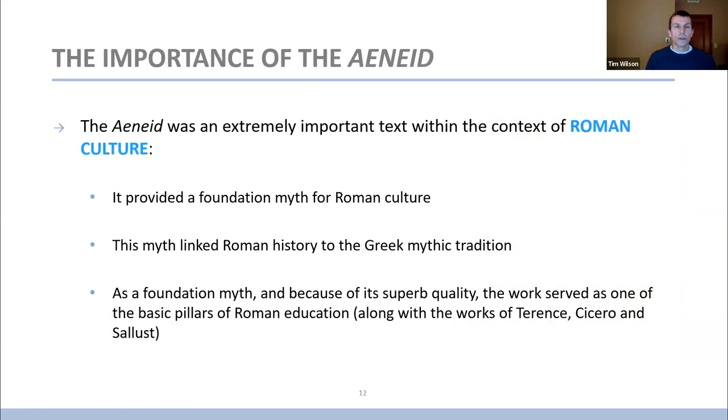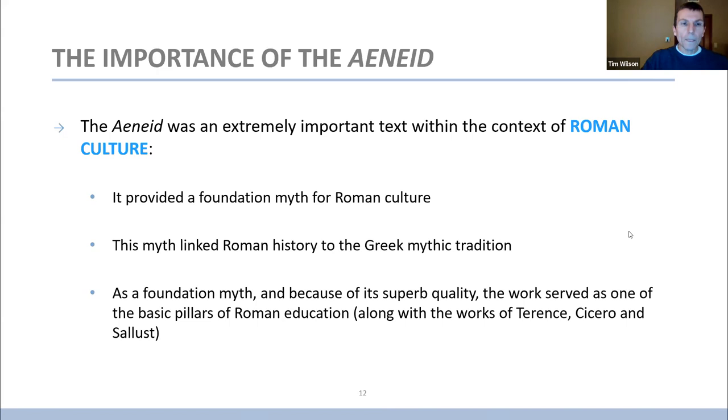So a note about the importance of the Aeneid. Again, as I said, the parallel with Homer is a good one, because Virgil's poem, I think maybe only other than Homer himself, has had the greatest influence on the Western tradition afterwards. It provides a myth for the Roman people about their foundation. It becomes the myth that links Roman history to the Greek mythic tradition.